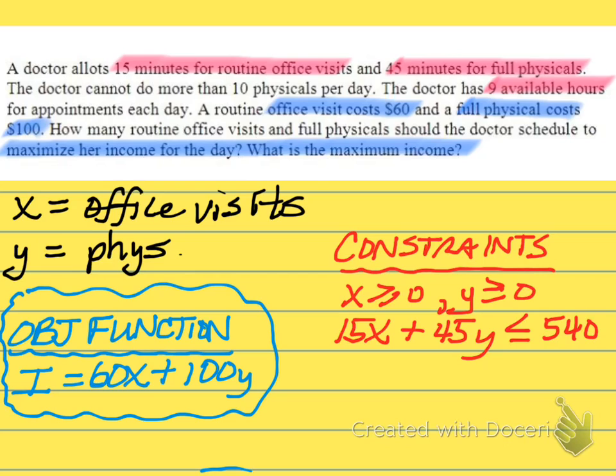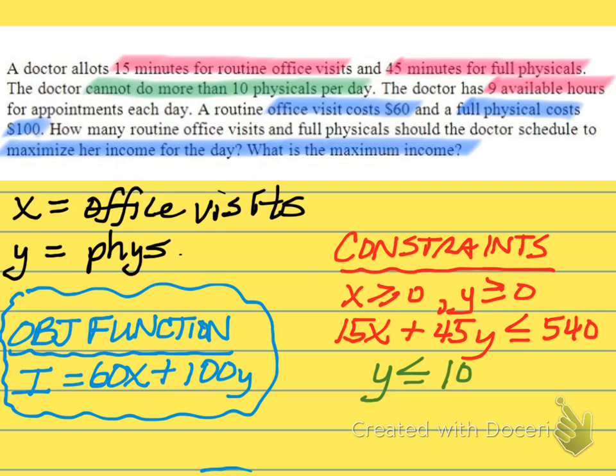Now our last constraint on this one is going to deal with the fact that the doctor cannot do more than 10 physicals per day. If she can't do more than 10 physicals per day, that's going to be a constraint. Now that only deals with y. So y is going to be less than or equal to 10.